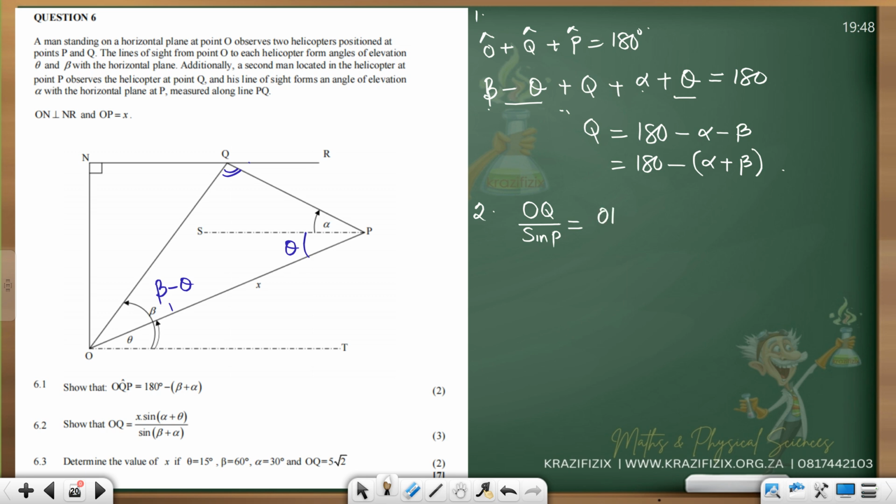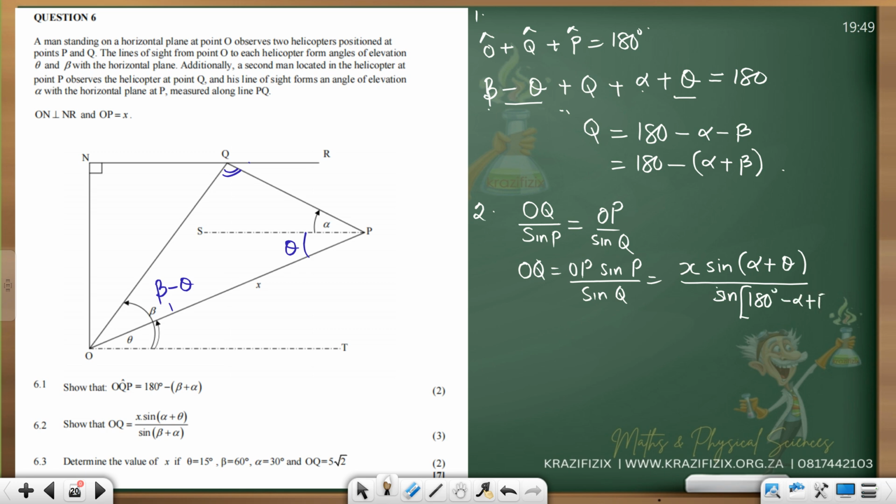And then OP, which is x, over sine Q. What are we looking for? We're looking for OQ. OQ is OP sine of P over sine of Q. What is OP, by the way? OP is x. Let's substitute quickly. What is P? Alpha plus theta. This is so simple, man. What is Q? We already know Q: sine of 180 minus alpha plus beta.